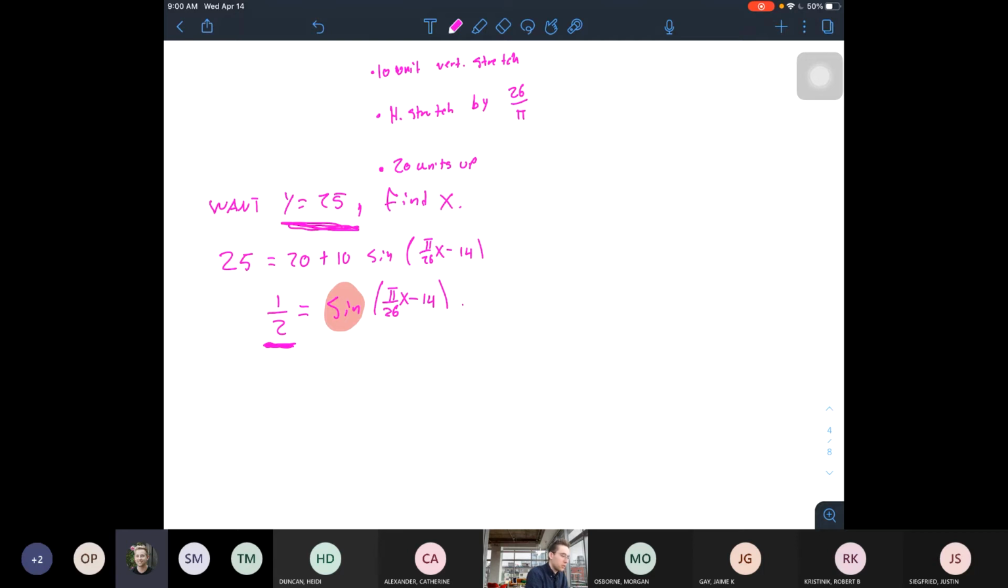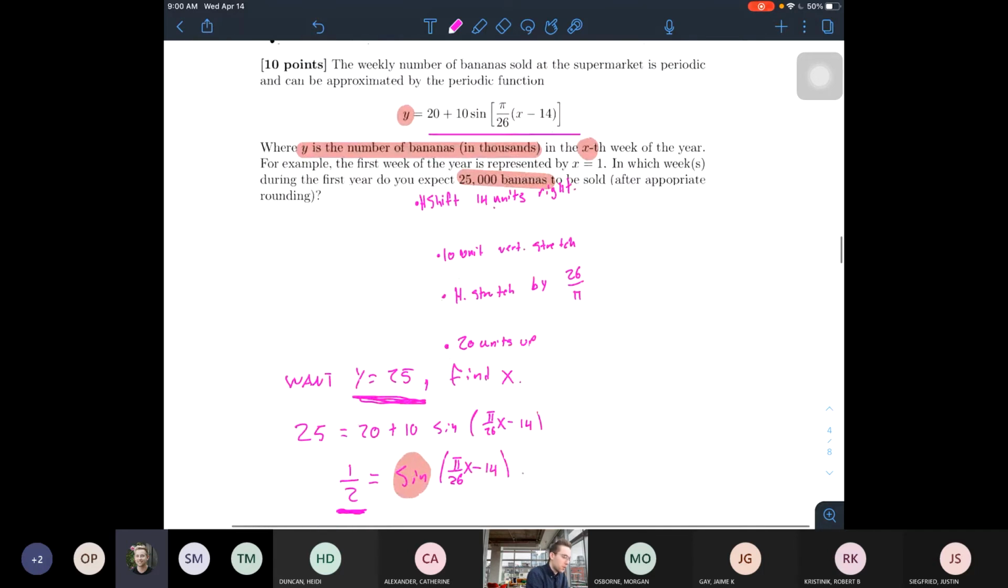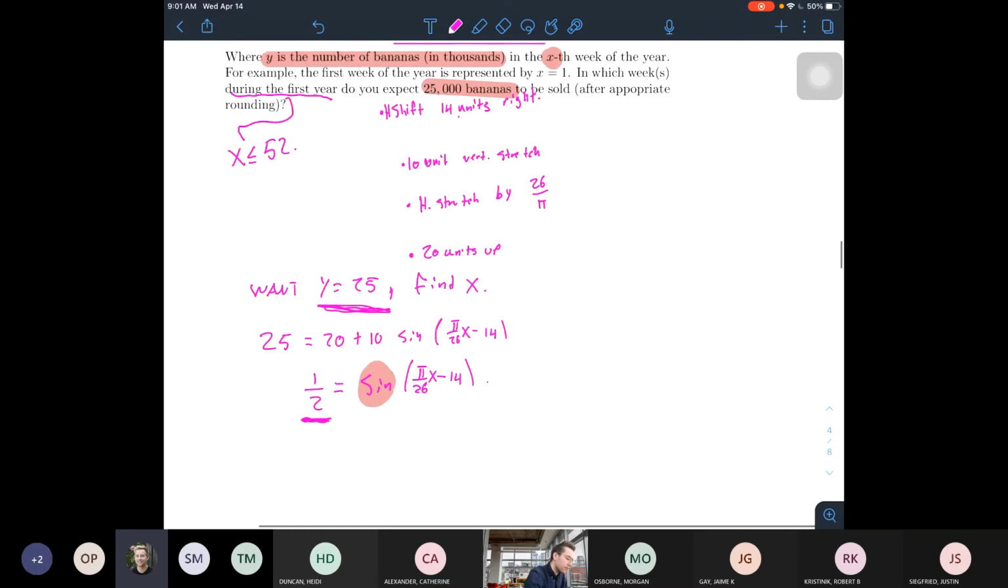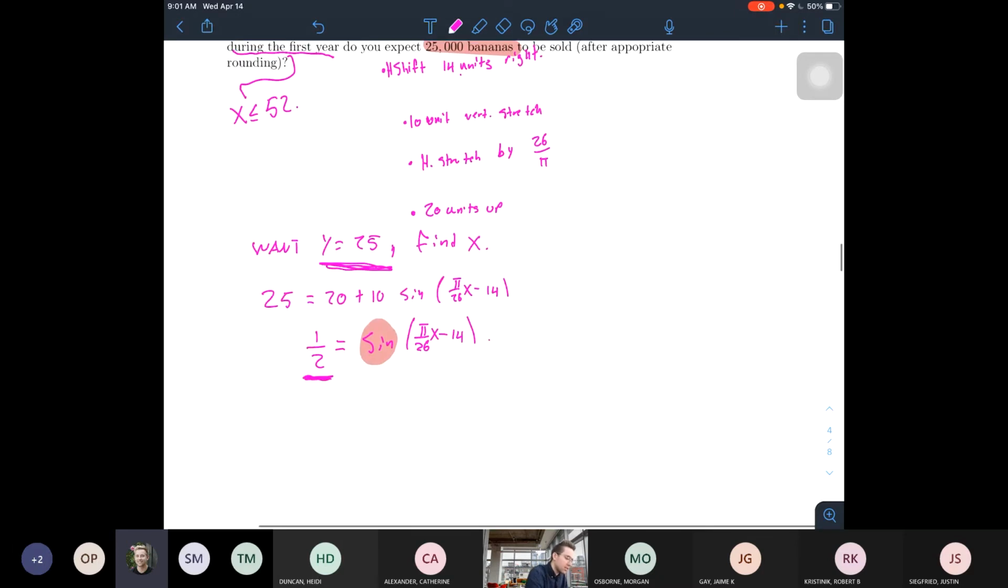value. So we should also note in the problem that we're supposed to find the xth week of banana sales during the first year. This 'during the first year' is telling me that x should be less than or equal to 52. So we want to find solutions to this equation such that x is also less than 52.